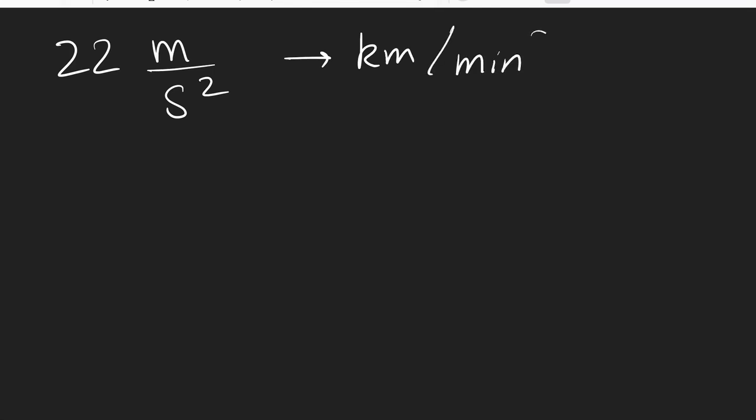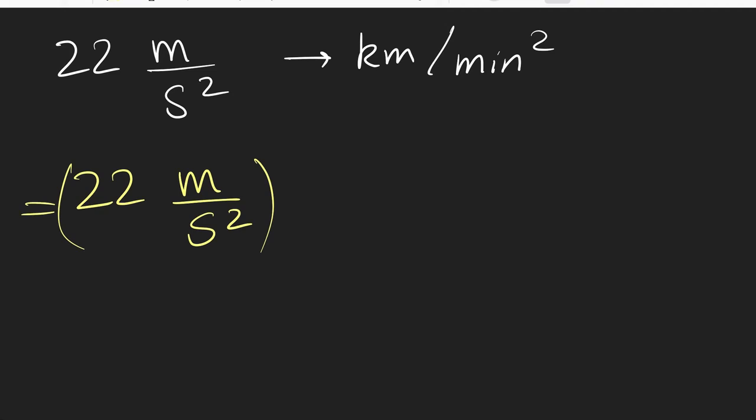And as the final example, consider converting 22 meter per second squared, which is the unit of acceleration, as we will see in the future. We want to convert this to kilometer per minute squared. So let me write the original number with its units, 22 meter per second squared.